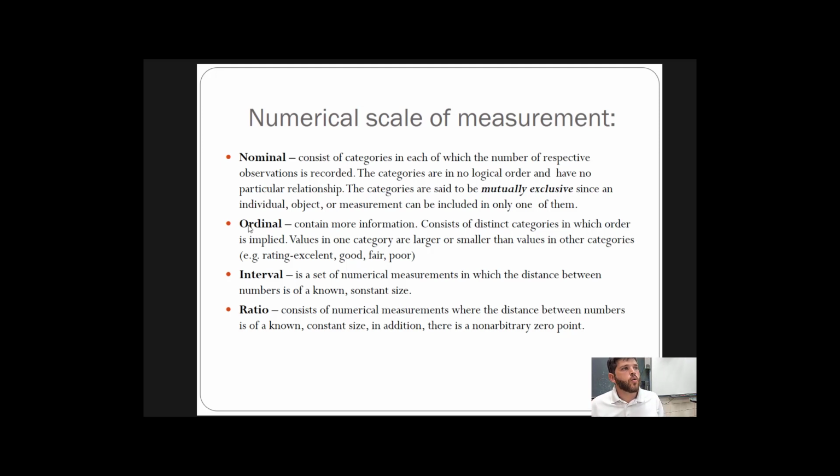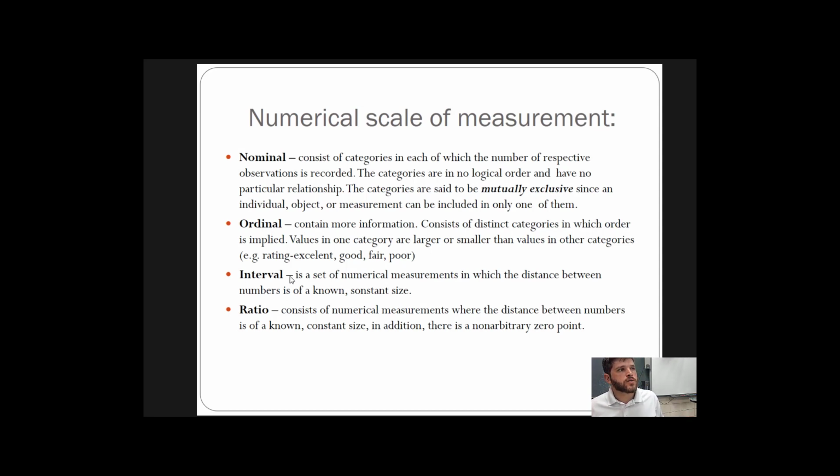Alright, next is going to be ordinal. So when you see the word ordinal, think order. So this contains a little bit more information. It has distinct categories, but there is an order implied. So think of like rating. When you do a survey, is it excellent, good, fair, poor? This would be an ordinal scale.